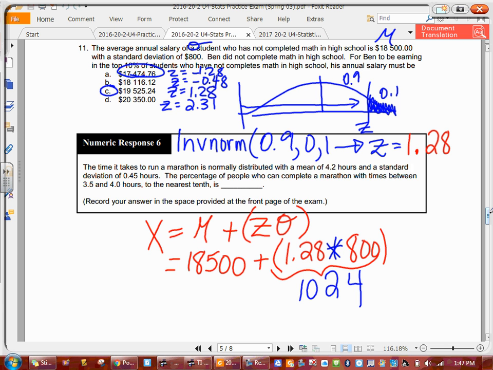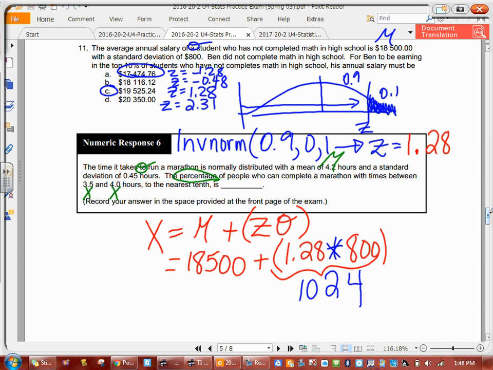All right, numeric 6. The time it takes to finish a marathon is normally distributed with a mean of 4.2 hours. There's our mean. Standard deviation of 0.45 hours. Now we're looking for the percentage of people that complete between 3.5 and 4 hours. So those are our x numbers. We need to find z-scores for those because we want the area shaded between those numbers. So, just going to erase this. So we want the area in here.